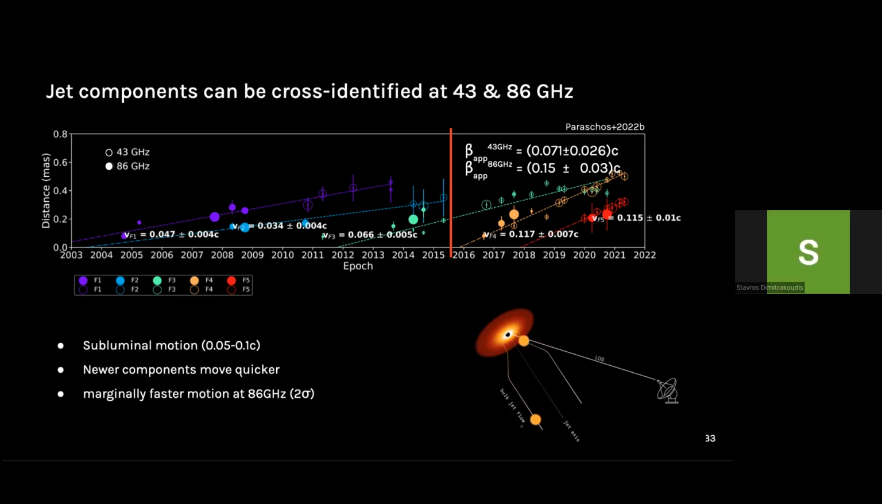What we find is that in the core region, the components move subluminally, up to 0.1 times the speed of light. This is achieved by fitting a linear regression to each component. We also see that newer components, so everything right of the red line, seem to move quicker. And also at 86 gigahertz, so at the higher frequencies, it seems like components move marginally faster. This is a 2-sigma detection.